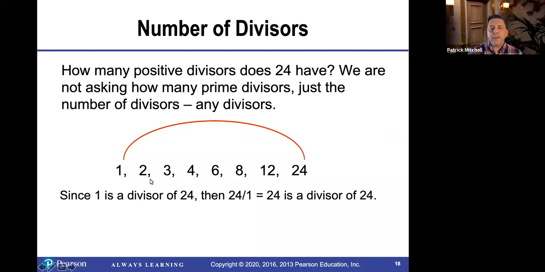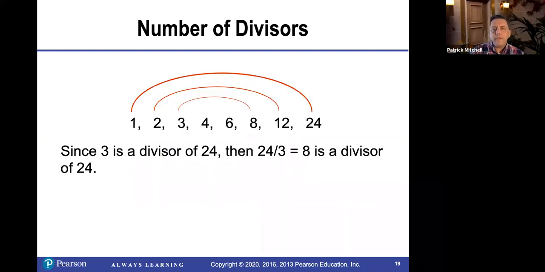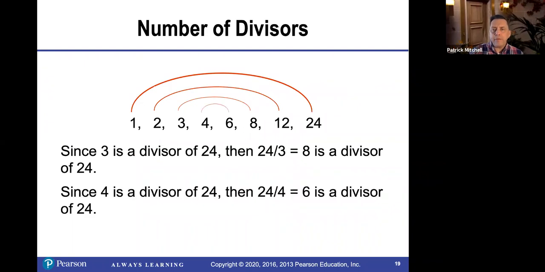Well, here are all the divisors. Since 1 is a divisor of 24, then so is 24. Since 2 is a divisor of 24, so is 12. So notice they're just pairing numbers together that multiply to 24. Same thing with 3 and 8, same thing with 4 and 6.